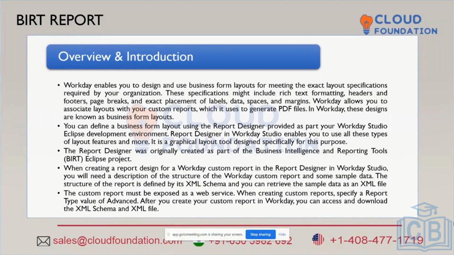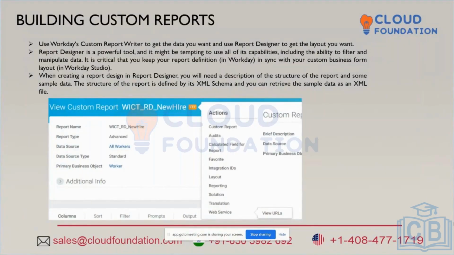This is just a quick introduction and overview of the BIRT report. Let's see building custom reports. Again, we are going back to square one: how to build a custom report. The reason is, without a custom report, you will not be able to use BIRT reporting, and the custom report should definitely be an advanced report type. You cannot use other report types to build a BIRT report. So use Workday Custom Report Writer to get the data you want, and use Report Designer to get the layout you want. Very simple. You can use Workday Report Writer to build your own custom report and get the data you want.